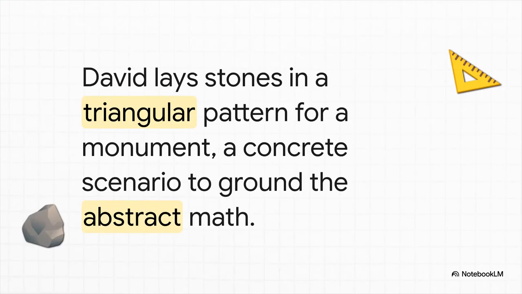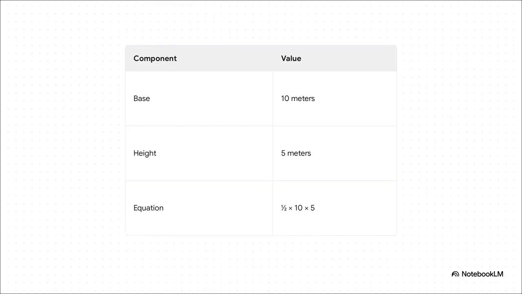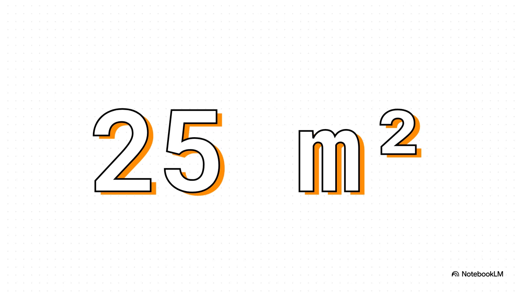Okay, first up, the students are told to imagine King David himself, out there laying stones for a new monument in a big triangular pattern. It's actually a pretty clever way to take an abstract formula and turn it into a story you can actually picture. So, the problem gives them the numbers, a base of 10 meters and a height of 5 meters. The students just have to plug those right into the formula. So that's 1/2 times 10 times 5. And voila, you get the answer, 25 square meters. Pretty simple, right? 1 biblical math problem down, 2 to go.